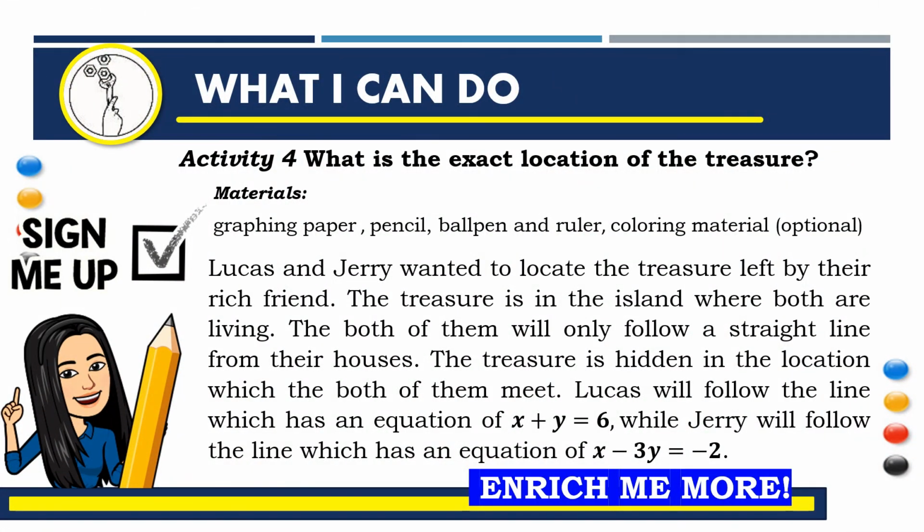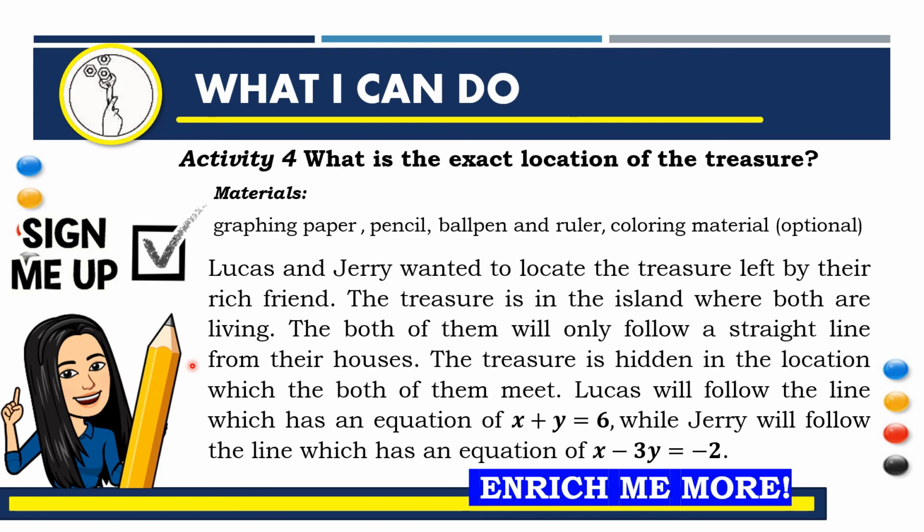So here's your performance task for this module. What I can do. Activity 4: what is the exact location of the treasure? The materials that you're going to need are the following: graphing paper, pencil, ball pen, and ruler. Coloring material is optional. So here's the situation. Lucas and Jerry wanted to locate the treasure left by their rich friend. The treasure is in the island where both are living. Both of them will only follow a straight line from their houses. The treasure is hidden in the location where both of them meet.